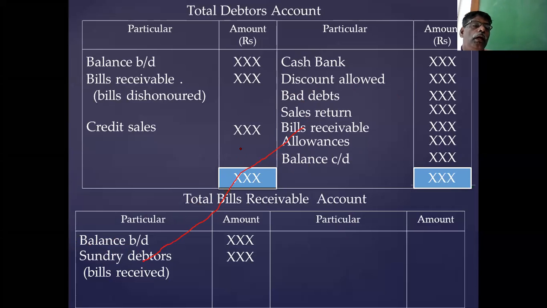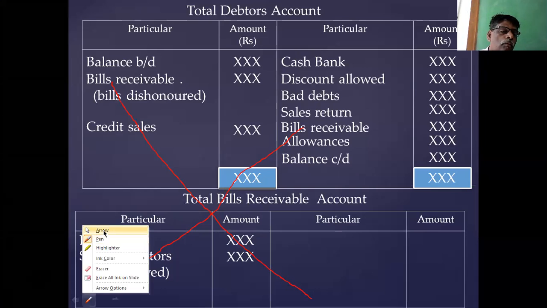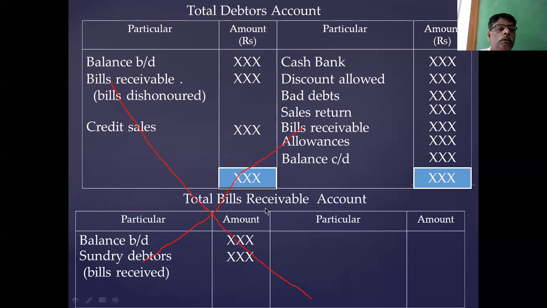Okay. And bills receivable dishonored. Bills receivable dishonored comes on the debtors account debit side, and that same comes on the credit side. You remember this. Okay. I'll show this one.